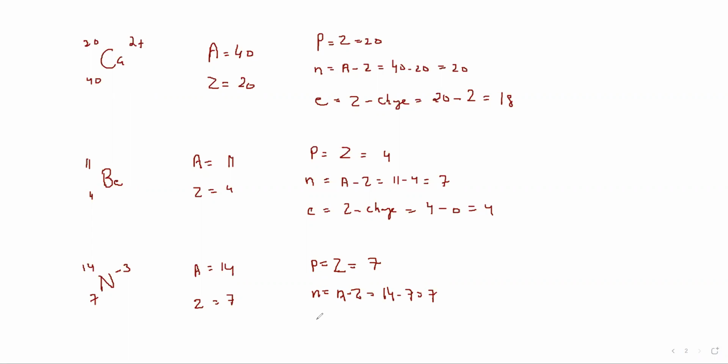And to find the electrons, it is Z minus the charge. What is the charge on the atom? Because when there's a charge on an atom, we call that an ion, either positive or negative. So Z is equal to 7 minus, and the charge is minus 3. So it will be 7 minus minus 3, which is 7 plus 3, that is equal to 10. So it will have 10 electrons. It will have 7 protons and it will have 7 neutrons.